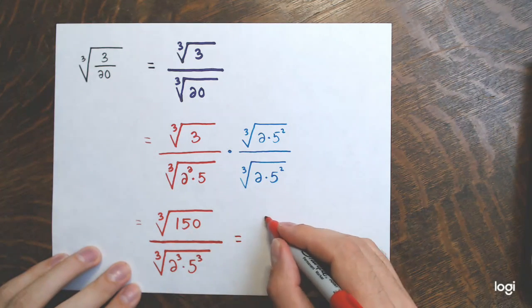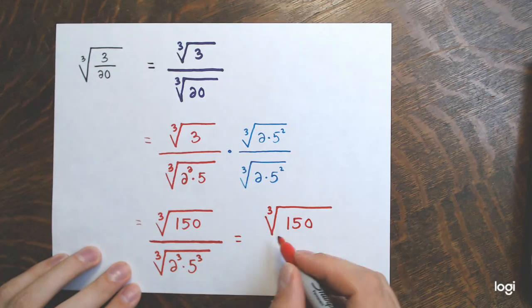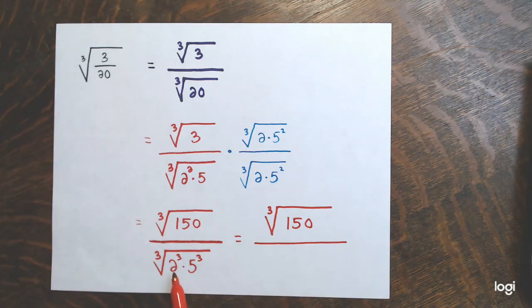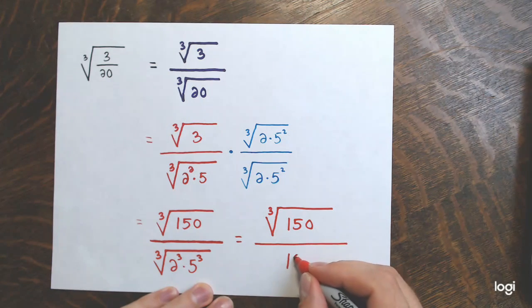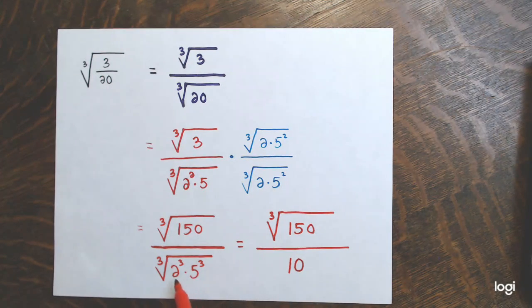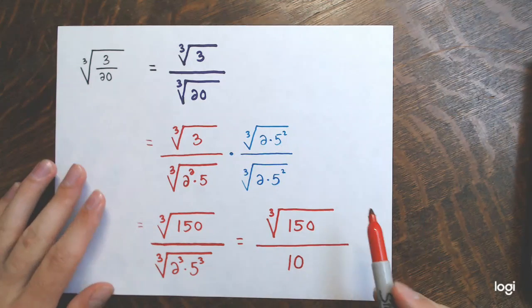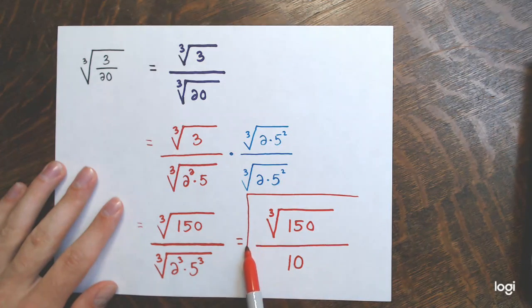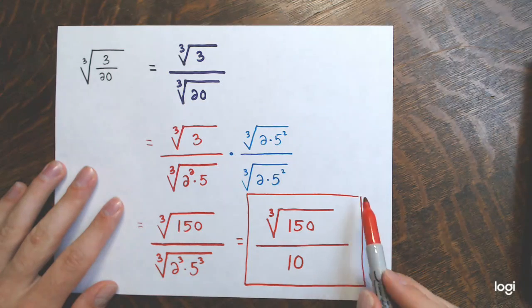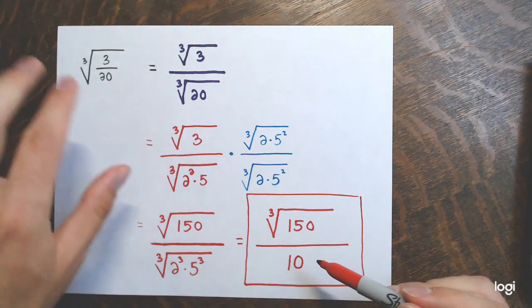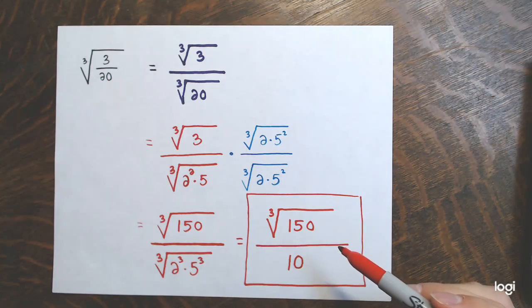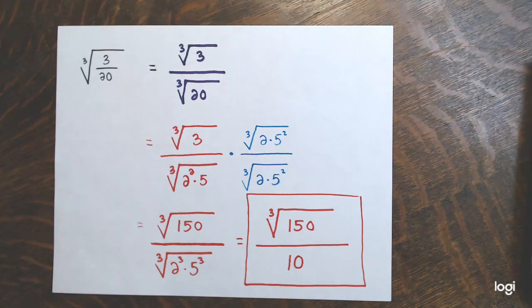Alright, so numerator, cube root of 150 divided by, and then the cube root of 2 cubed would be 2. The cube root of 5 cubed would be 5. You'd have basically 2 times 5 down here, or 10. You'd have 2 times 5 left over when you take the cube roots. And there we go. The numerator and denominator do not have a common factor, and the denominator is rationalized, right? It's rewritten without a radical. Wonderful. Now let's check.